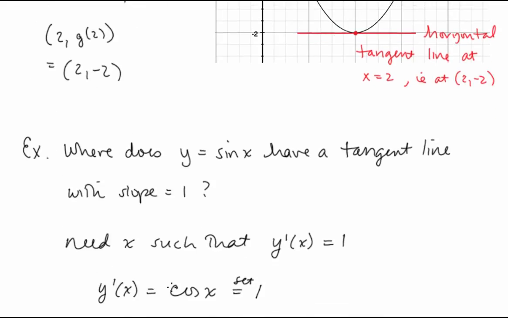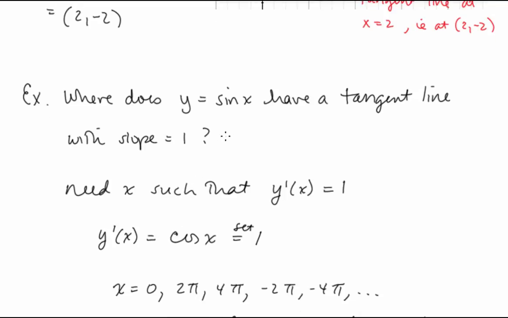Let's take a look at another. Where does y equals sine x have a tangent line with slope equal to 1? Okay, this is different. Now they're saying we want the tangent line slope to be equal to 1. That tells us we're looking for the x values such that y prime of x is equal to 1. So let's take the derivative, that's cosine x, and set that equal to 1.